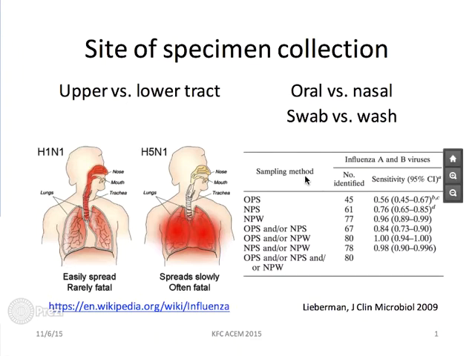And how about the site of specimen collection? The seasonal flu is usually easily spread and rarely fatal. But the avian flu, influenza A H5N1, is spread more slowly but often fatal. The key issue is that sometimes when clinicians collect specimens from the upper tract, you could miss the influenza virus. So how about the site of collection? You use nasal or oral, you use swab or wash. According to this study, the most sensitive single sampling method is the nasopharyngeal wash. You can achieve almost 0.96 sensitivity, and that's also one of the protocols we adopt for our influenza research project nowadays.